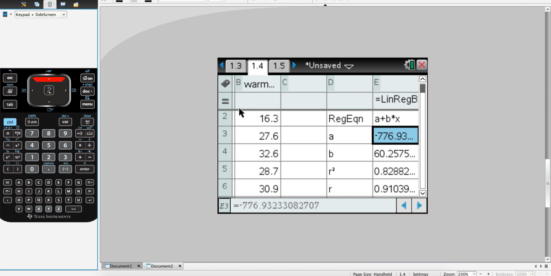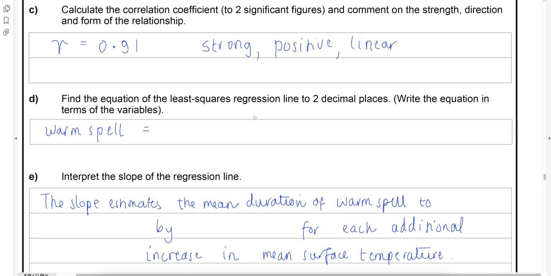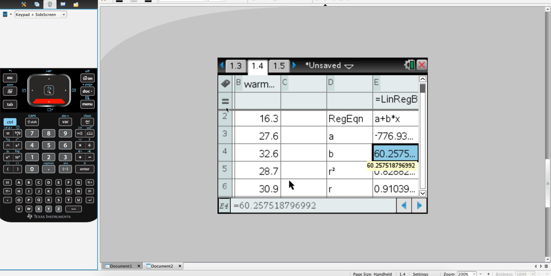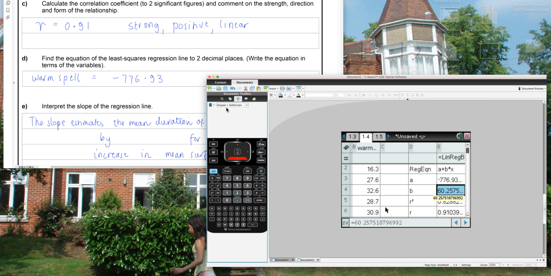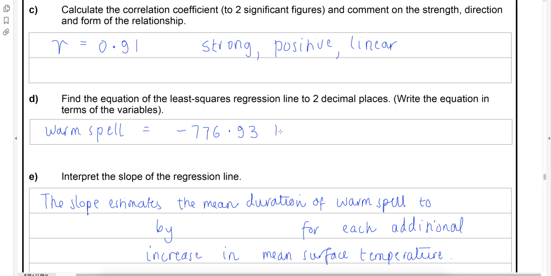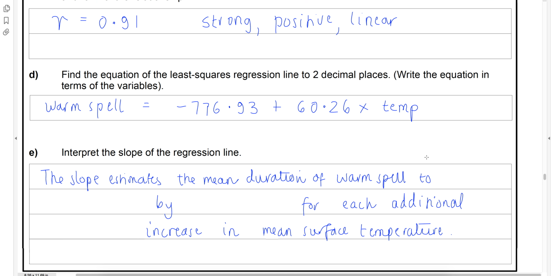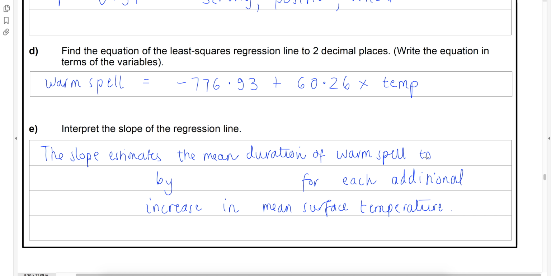Two decimal places, so negative 776.93. So that is our y-intercept, A, and B is positive, so 60.26. Now that's to two decimal places, and that's multiplied by the mean temperature, which I'm just going to abbreviate for now. All right, let's interpret that slope. There it is, 60.26. Is it increasing or decreasing? Have a look at the sign.